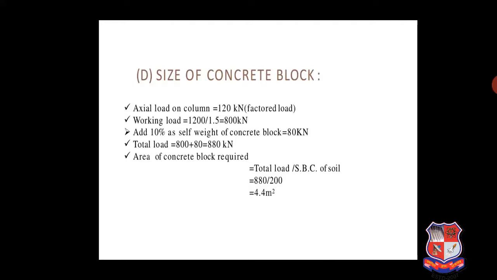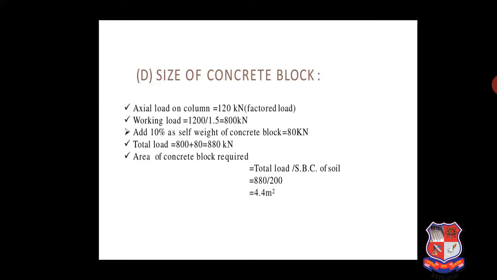Add 10% of the self weight of the concrete block. Here we have to assume 10% of the self weight of the concrete block. So 800 kilonewton converted into the 10% is finally 80 kilonewton. So the total load we can carry as a working load is 800 plus self weight 80, so total 880 kilonewton. So the area of concrete block required is total load divided by SBC of soil.